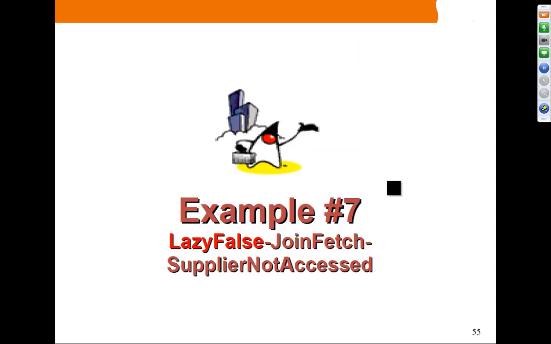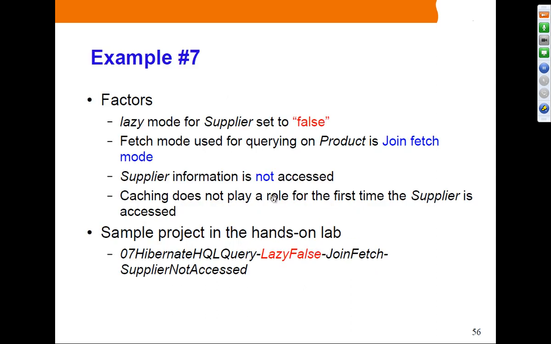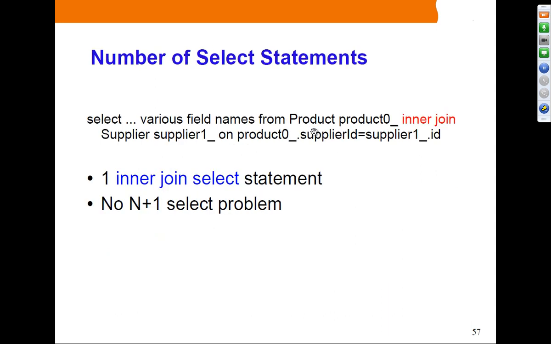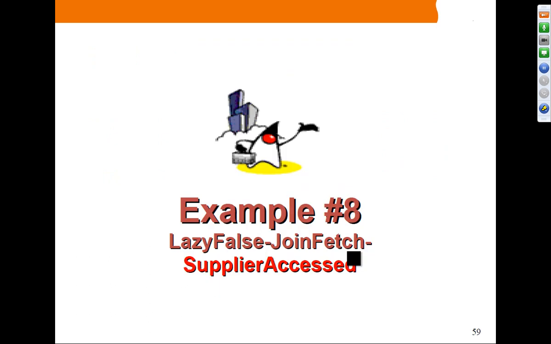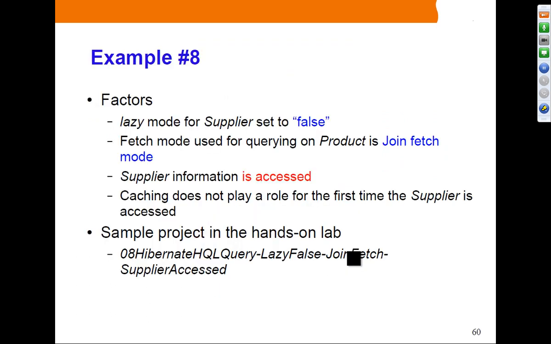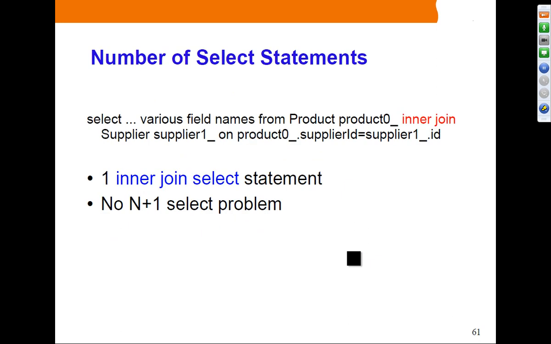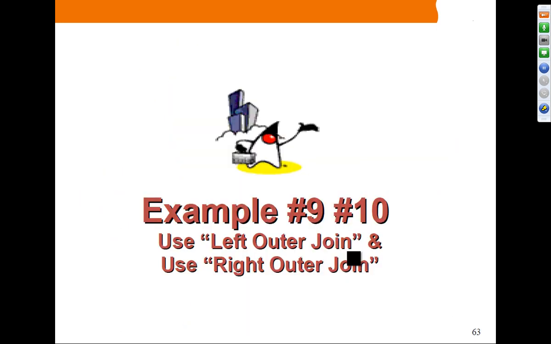Now moving forward, in exercise 7 we are going to set lazy false, but we are still using join fetch. That's the only difference: we are setting the lazy mode to false, and we are still using inner join, so the same result. And exercise 8, supplier accessed. Again, it's probably the same result. That's exercise 8.